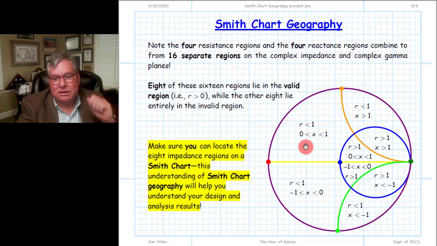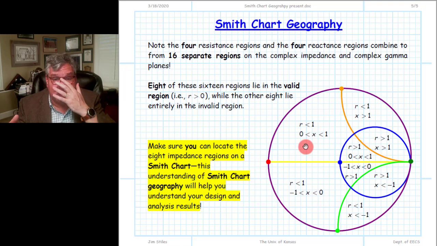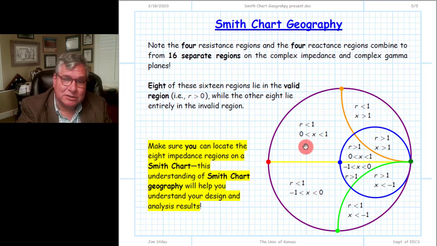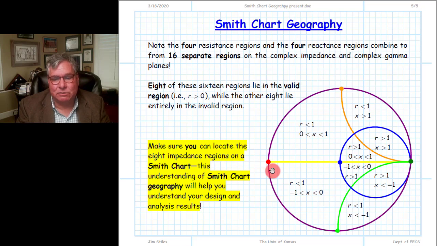This region here would be, for example, have a resistance that is less than 1, but of course greater than 0, and a reactance that is positive between 0 and 1. So 8 different regions on the Smith chart that we can identify. How is this useful? Well, certainly we can look at a Smith chart and identify certain points and understand what impedance maps to that point. We can look at the short circuit point and know the impedance is equal to 0.